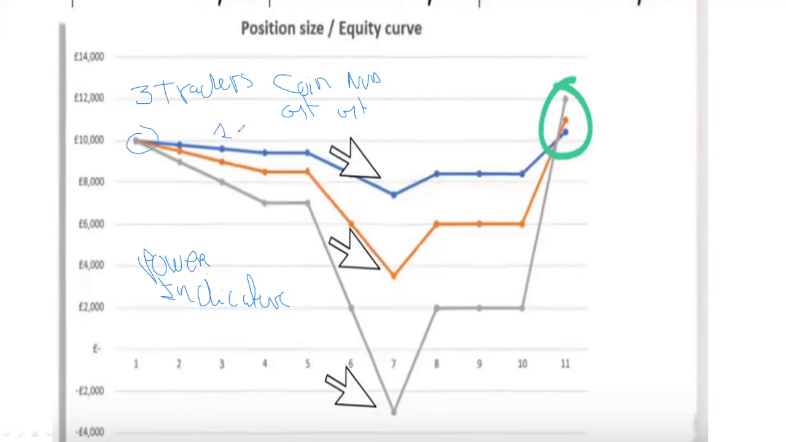Trader one takes a small size. Trader two takes a bigger size. Trader three takes the biggest size. So look what happened. Position starts, they all lose money. Boom, it all goes down. But look at the angle of attack here. This is, let's say, the zero line.